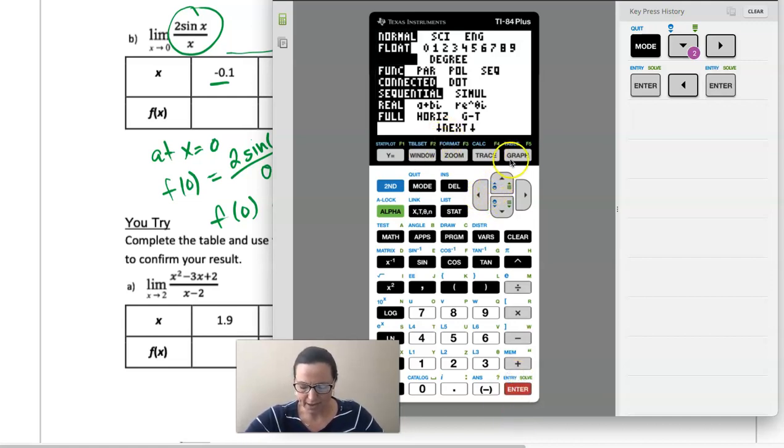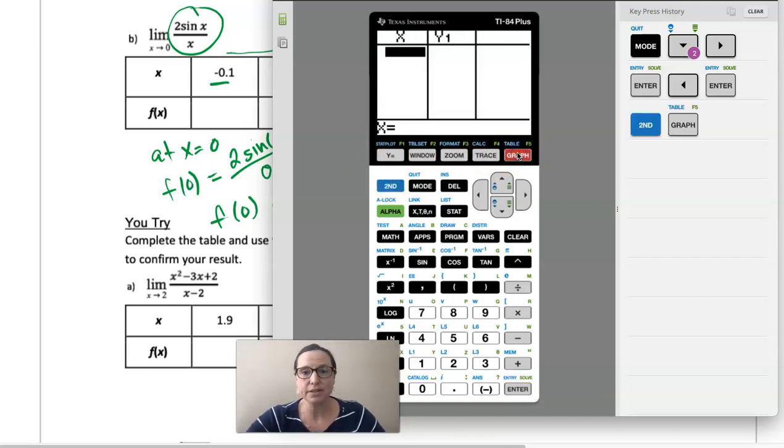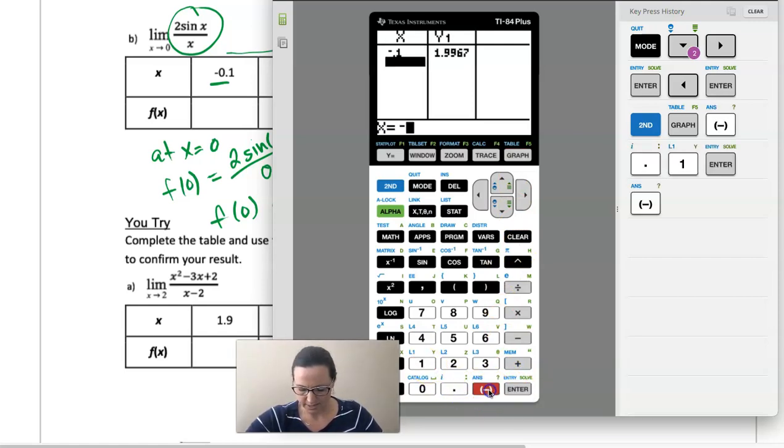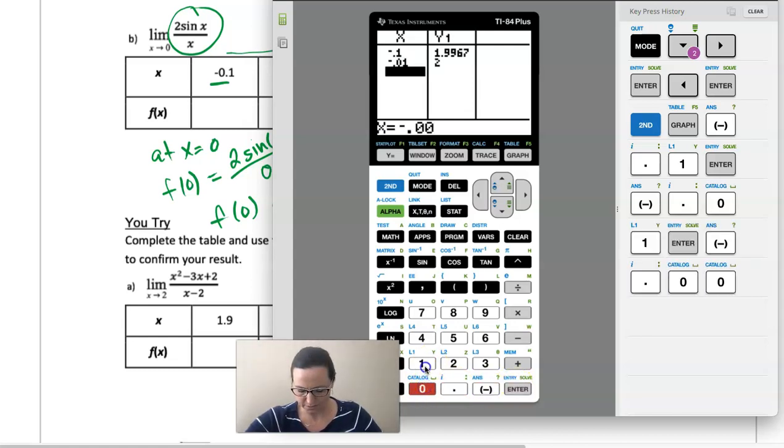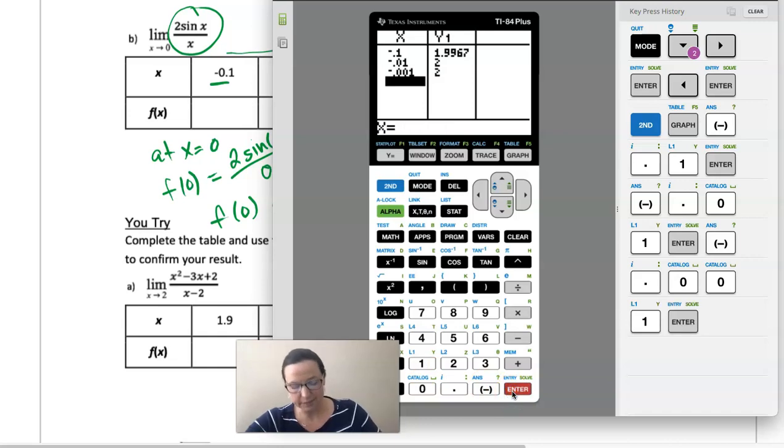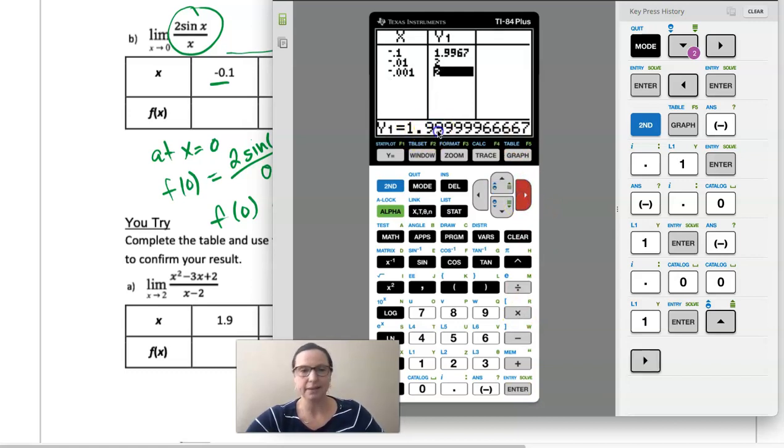Okay, so we'll go back to our table. I'm going to hit second graph to get to the table, and I'm going to type in those numbers from our table. So we're going to do negative 0.1, negative 0.01, and negative 0.001. It looks pretty clear to me that the y values are getting really close to 2. Let me arrow over here. Technically, it's 1.99999, a bunch of 9s and then some 6s, but it's so close to 2 that the calculator just rounded it to 2. So I'm thinking this is approaching 2.